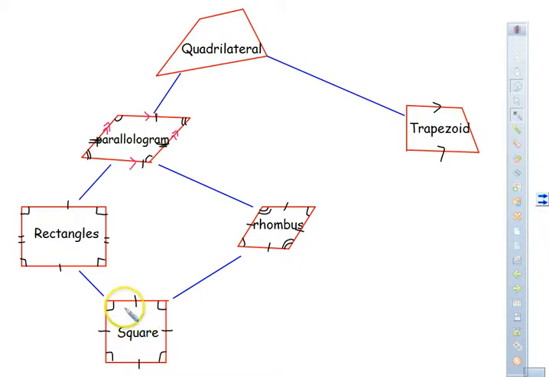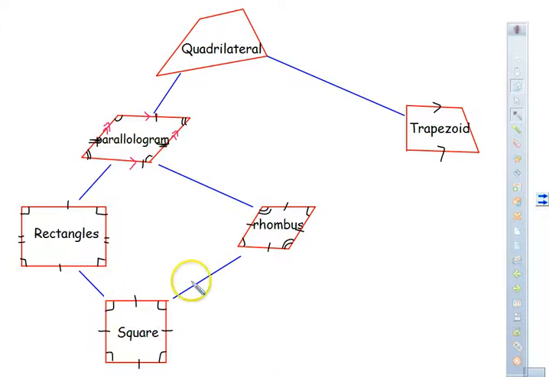So you could call a square also a rectangle. Here's where it gets tricky. Can you call a rectangle a square? In this case, no, you could not, because for a rectangle you must have opposite sides congruent and parallel, but all four sides for a square have to be the same length. So this rectangle you could not call a square. It does not have four congruent sides. Okay, I know that gets confusing at times.